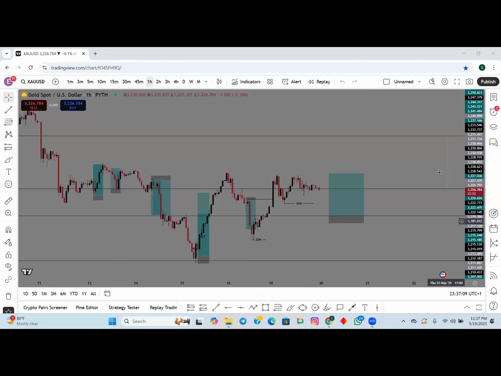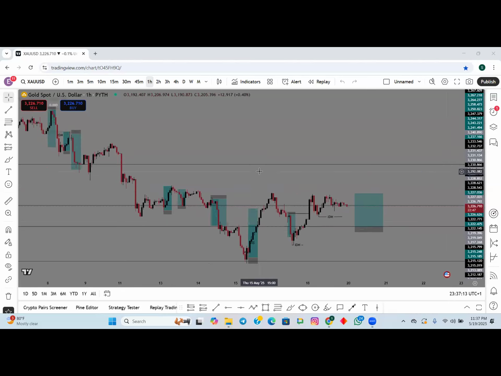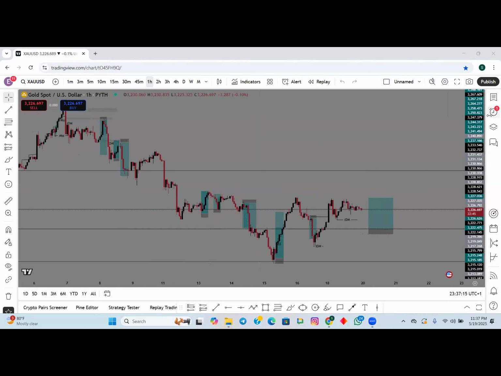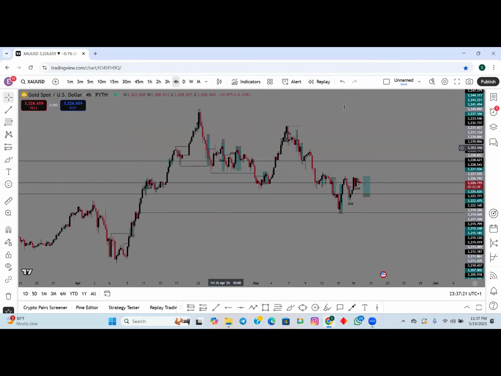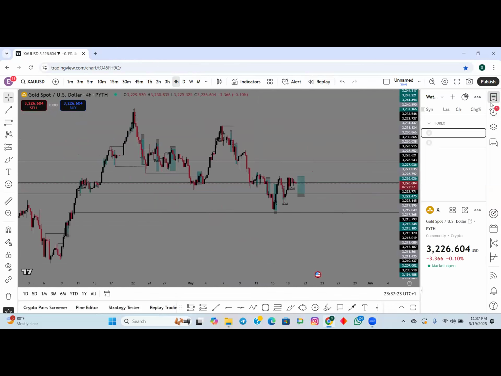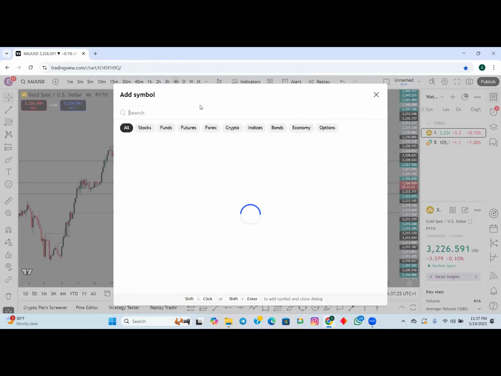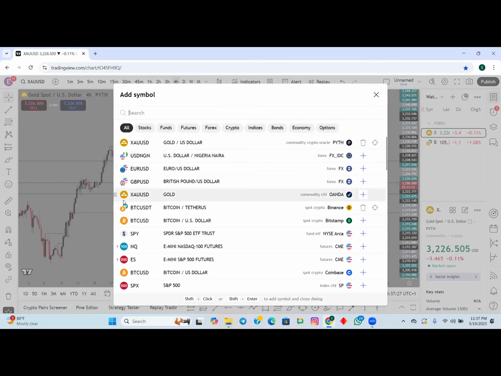Directional bias now. To find your directional bias, if you enter into the chart now, all you really need to do is go to the 4 hour time frame. Let me use another pair, like USD JPY.